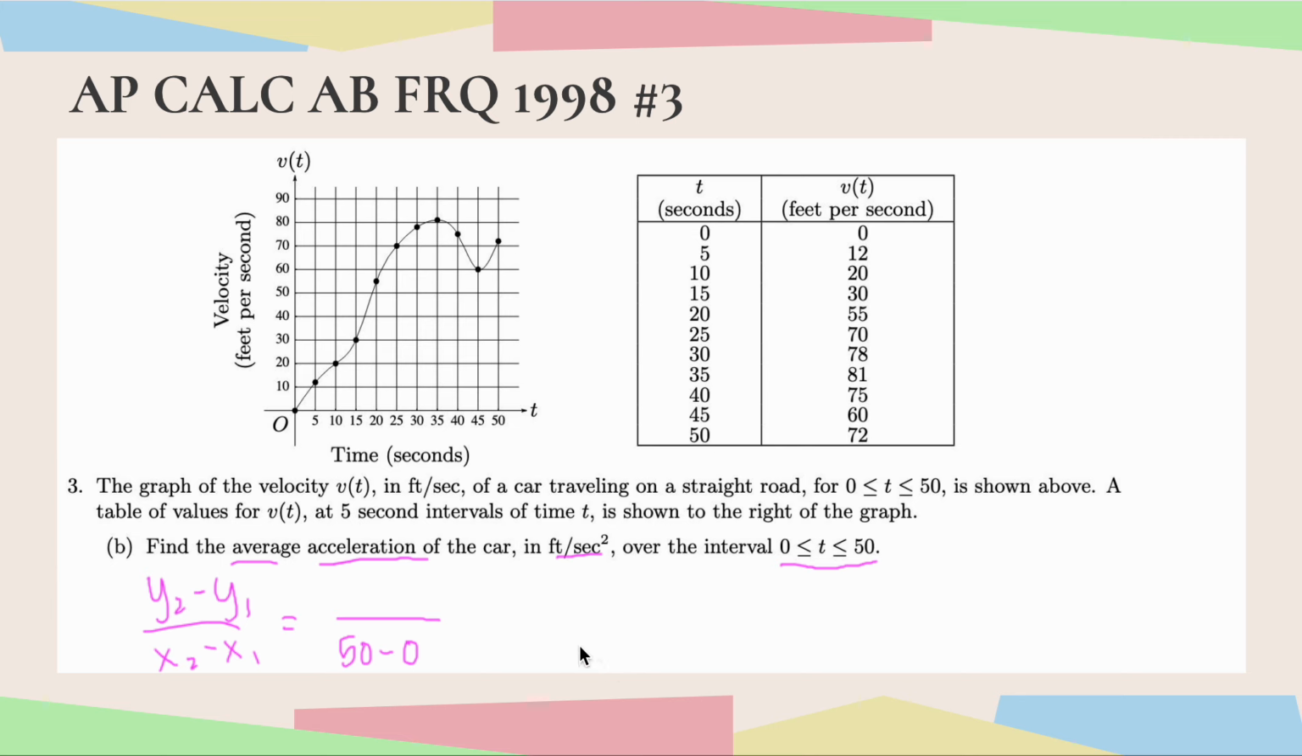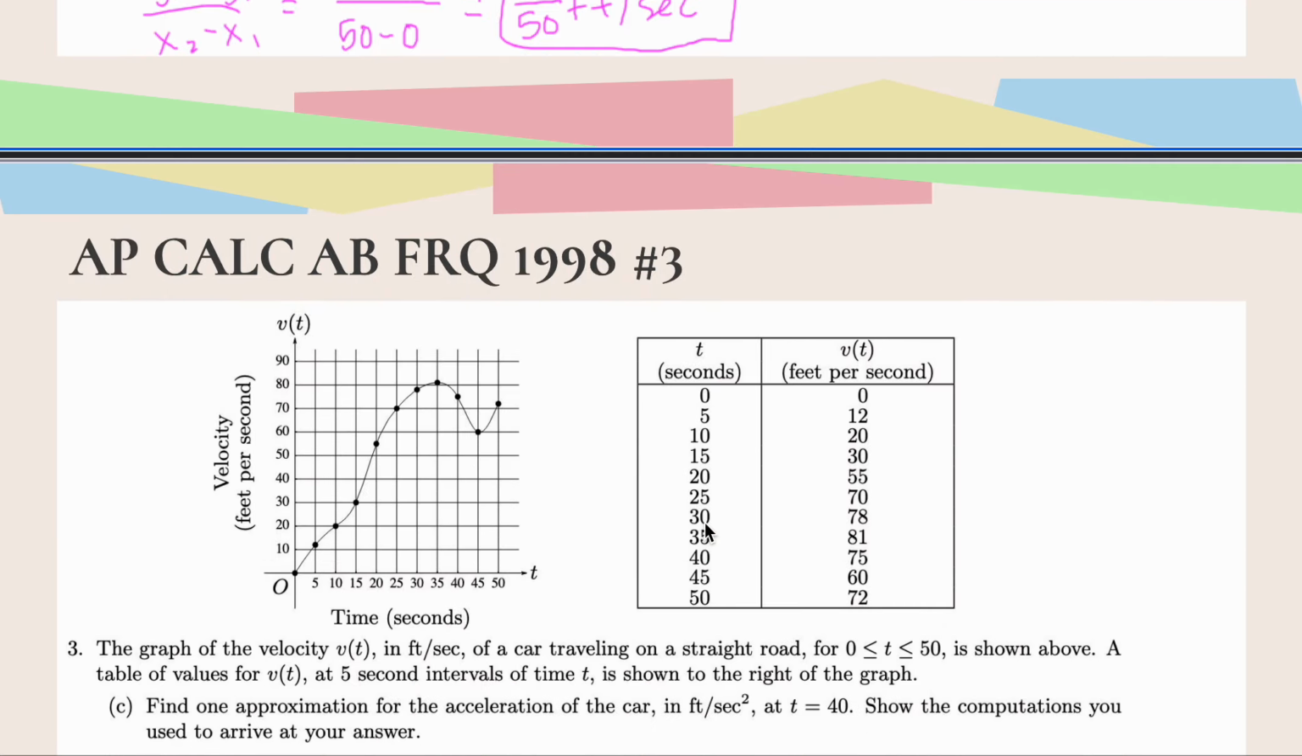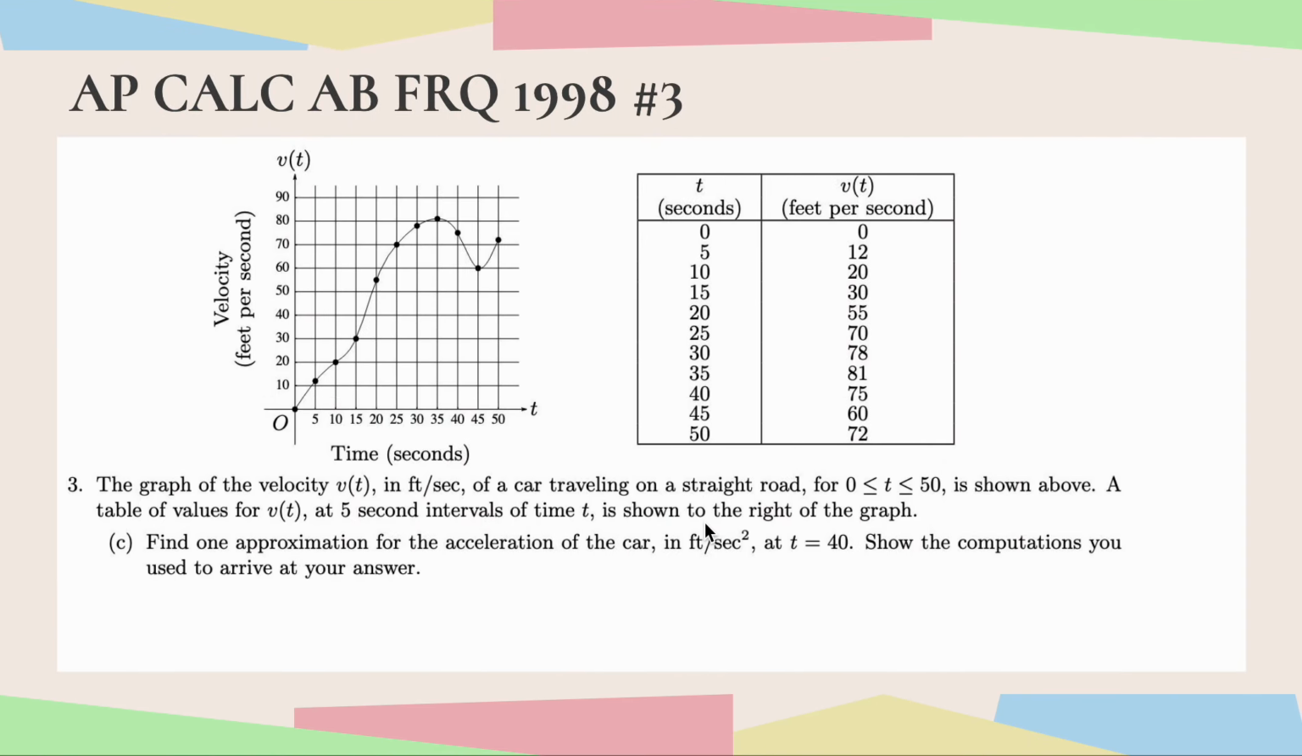And then in our numerator, we are going to have our output values. So here we have 0, and then at 50, it looks like it is about 72. Let me double check that. Yes, it would be 72. So let's go ahead and just plug that in. So it would be 72 minus 0 over 50 minus 0, which equals 72 over 50. And then we can just add in our units, feet per second squared. And again, this would represent the average acceleration of the car over the interval 0 to 50. Okay, moving on to part C.